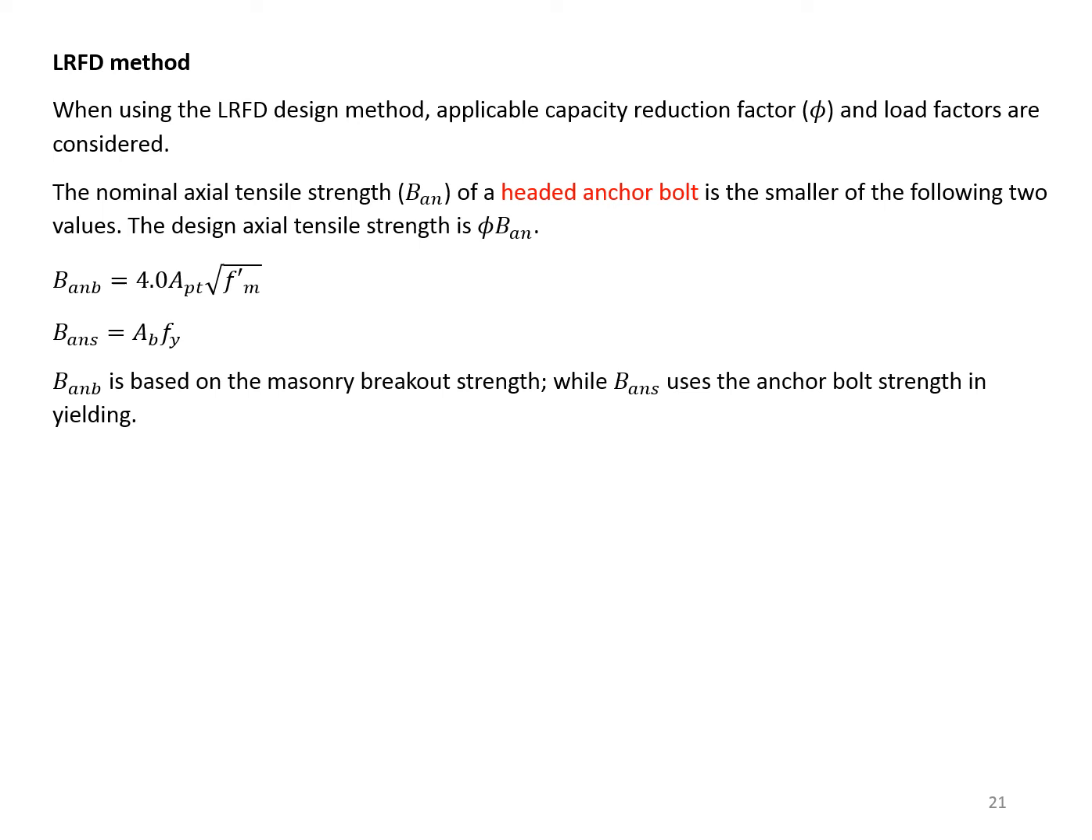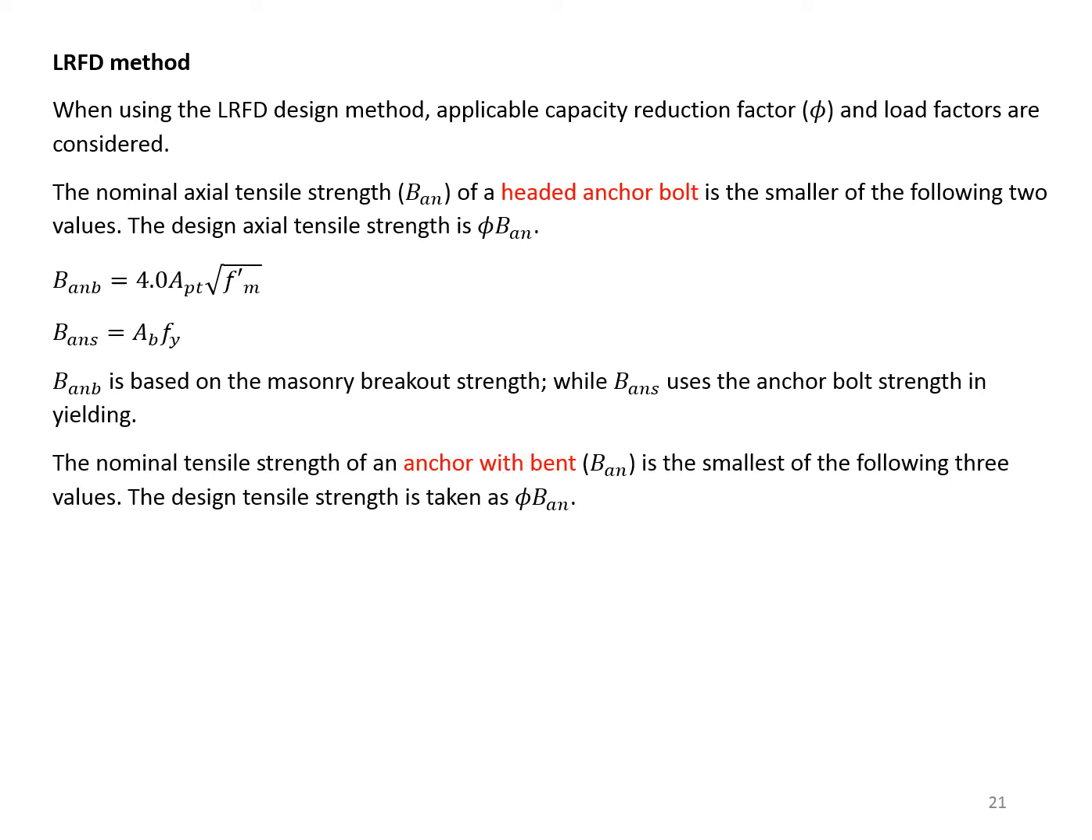BANB is 4 APT square root of f prime m and BANS is AB FY. Again, BANB is based on the masonry breakout strength, while the second equation, BANS, uses the anchor bolt strength in yielding.